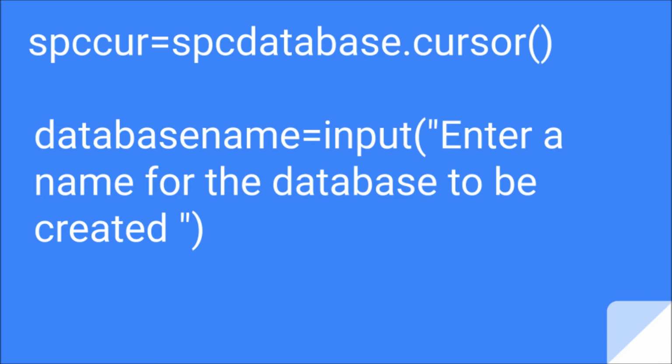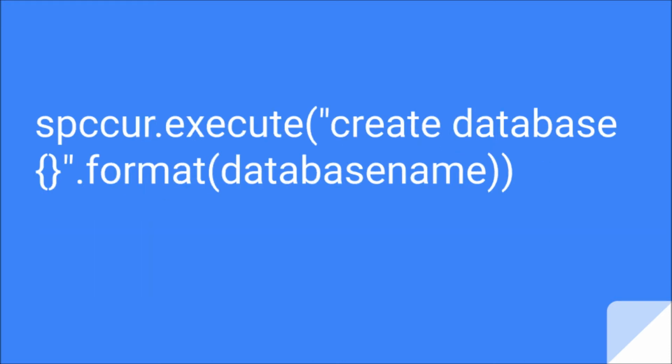Database name is a variable that stores the name of the database we want to create. Here we are creating a new database. The name of the database has been given at execution time. The cursor object spc_cur will call the execute method, and this method can execute any SQL command.